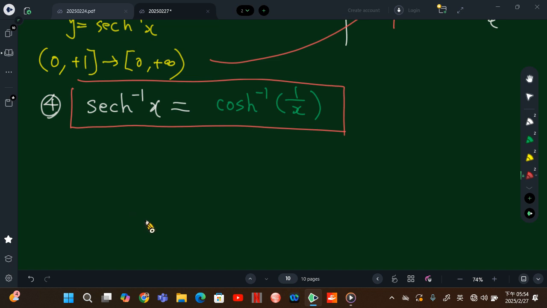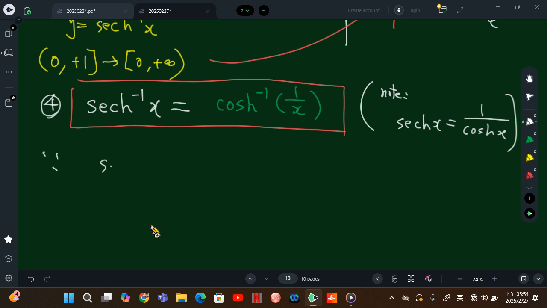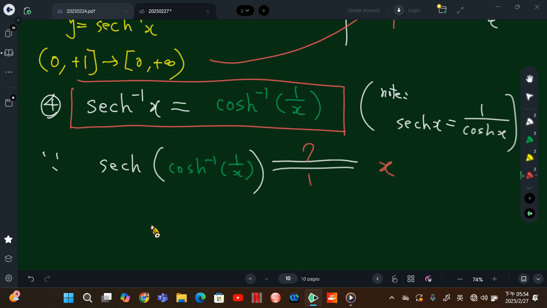那我证明为什么是这样。So let me just give you a note that actually we know the hyperbolic secant function is 1 over hyperbolic cosine x, right? This we just learned by the definition. So how can we prove it? When I use the hyperbolic secant function to compose with arc hyperbolic cosine of 1 over x, what will happen? If the result can be x, that means this one composed with this one can be the identity function.